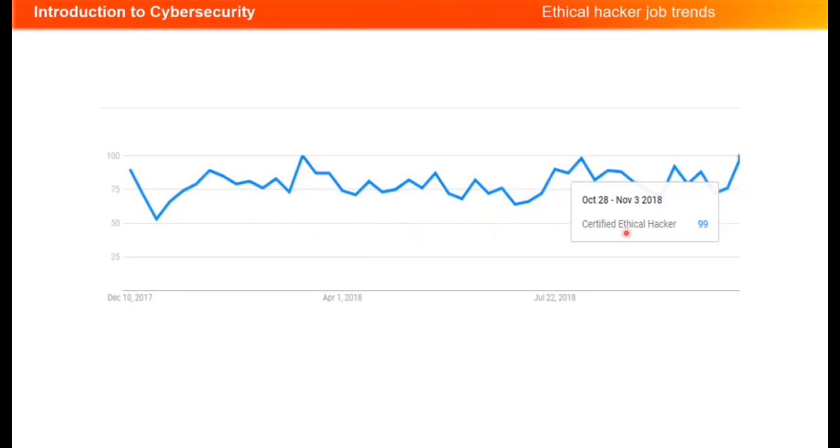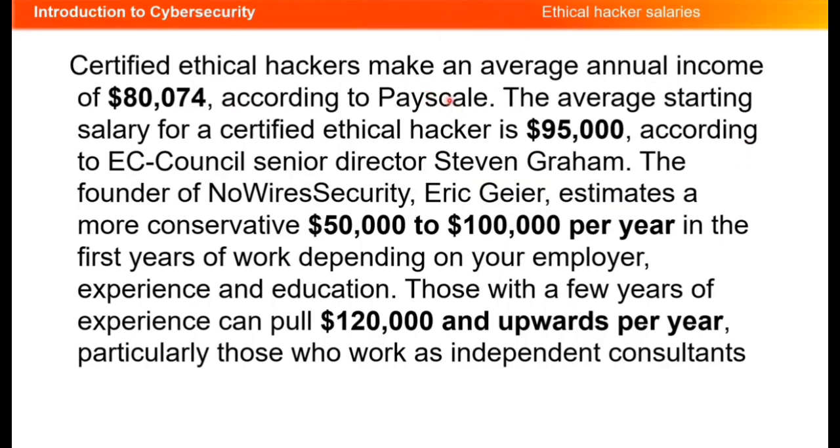And we can see here ethical hacker job trends are very much on the rise. Certified ethical hackers can make an average annual income of over $80,000, according to PayScale. The average starting salary for a certified ethical hacker is about $95,000, according to the EC-Council senior director. The founder of No Wire Security estimates $50,000 to $100,000 per year for the first years of service to your employer, depending on your experience and education. Those with a few years of experience can get upwards of $120,000 a year, particularly those that work as independent consultants.